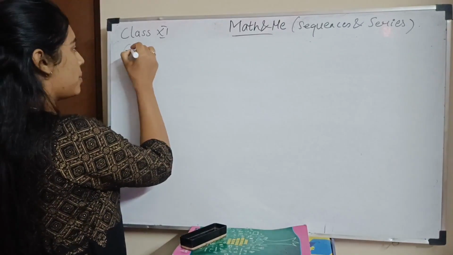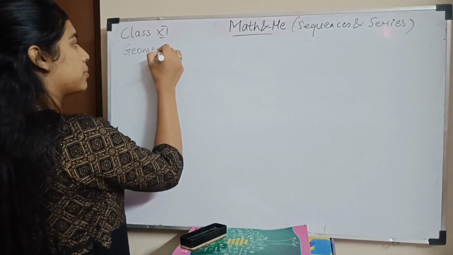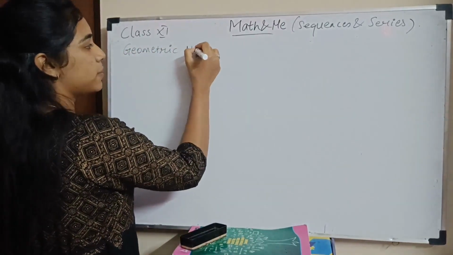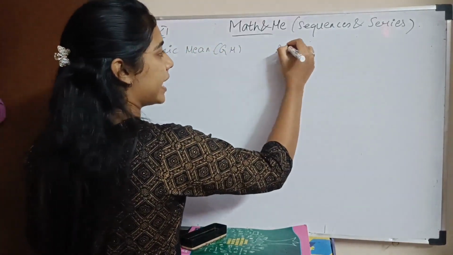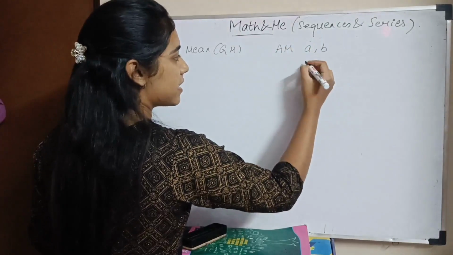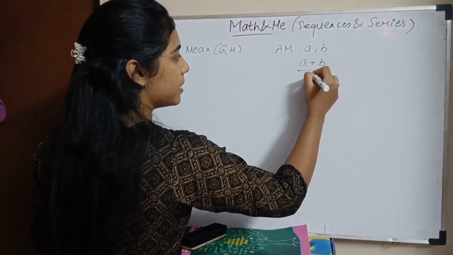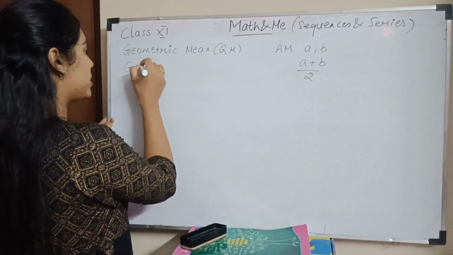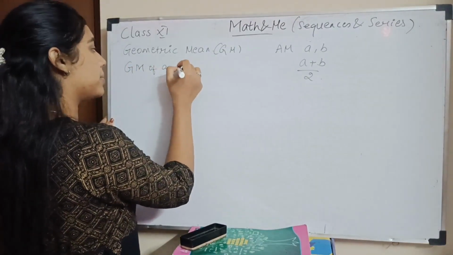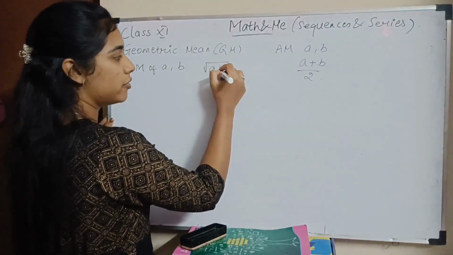Next comes the geometric mean. நம்ம போன வீடியோல என்ன பார்த்தோம்? Arithmetic mean பார்த்தோம். So what is your arithmetic mean? AM of A comma B is nothing but A plus B by 2. So same way, what is my geometric mean of A comma B? It is nothing but root of AB.